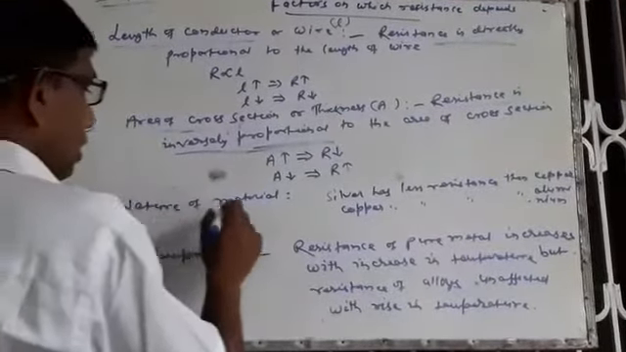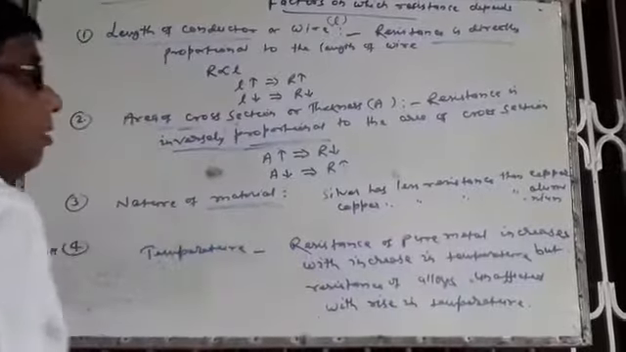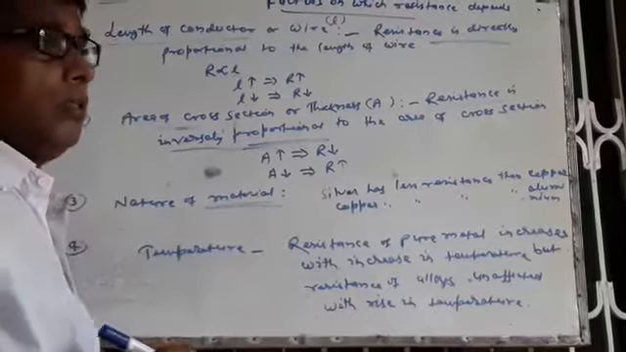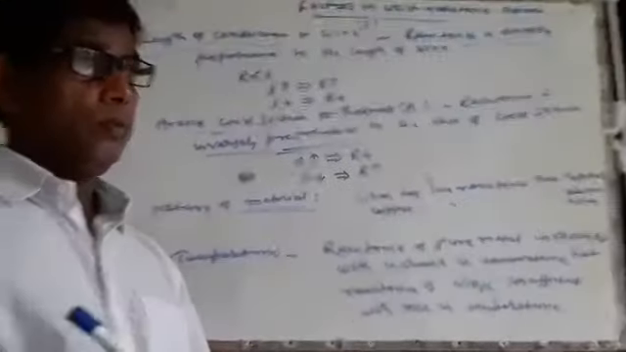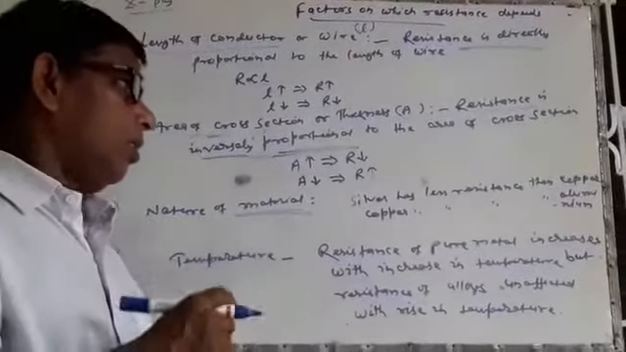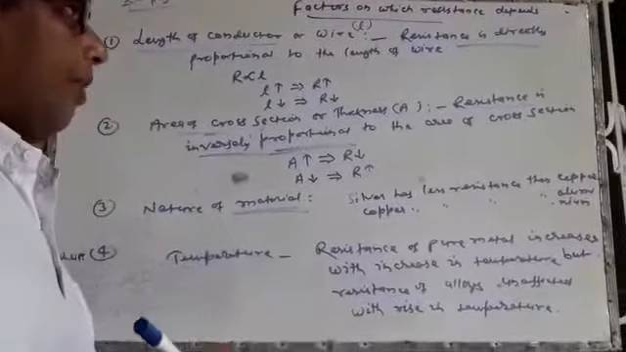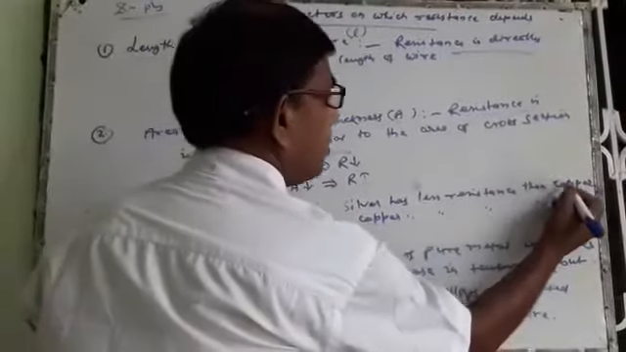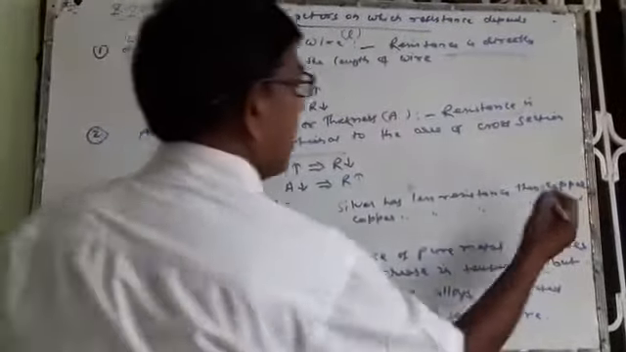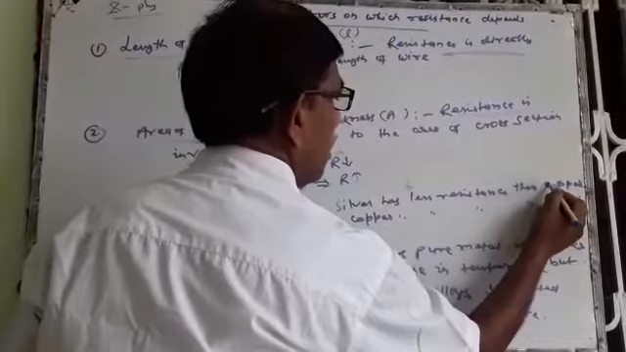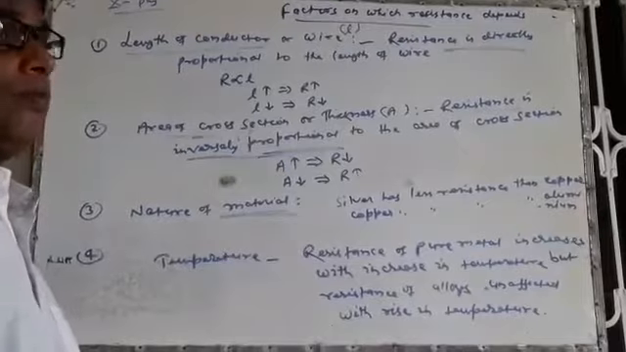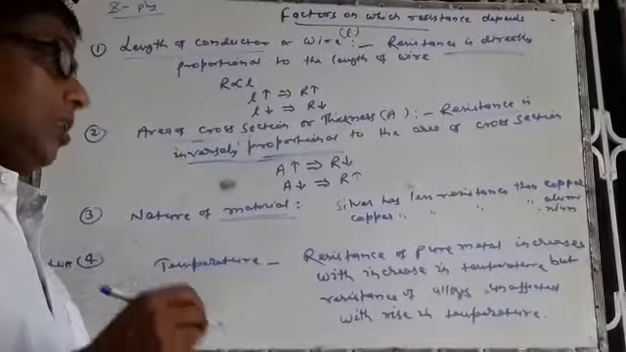Now third factor is nature of material. In our daily life we use sometimes aluminum wire, sometimes copper wire. These two are more popular in our surroundings, in our locality. But if we prefer silver wire, it is a better conductor. By experiment it is found that silver is the best conductor. This means it has less resistance.